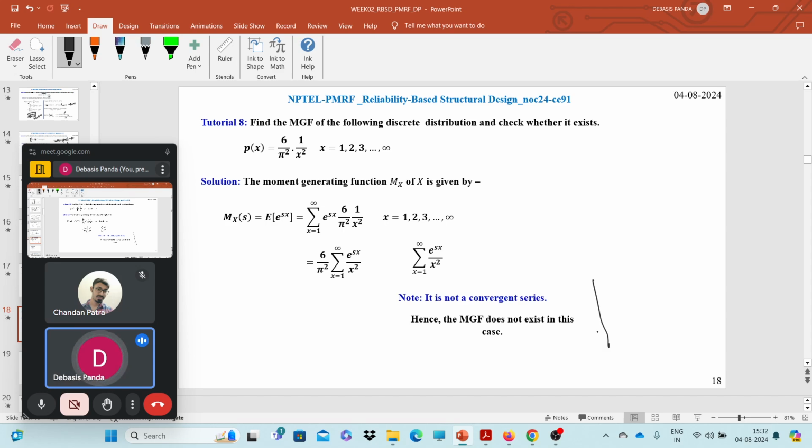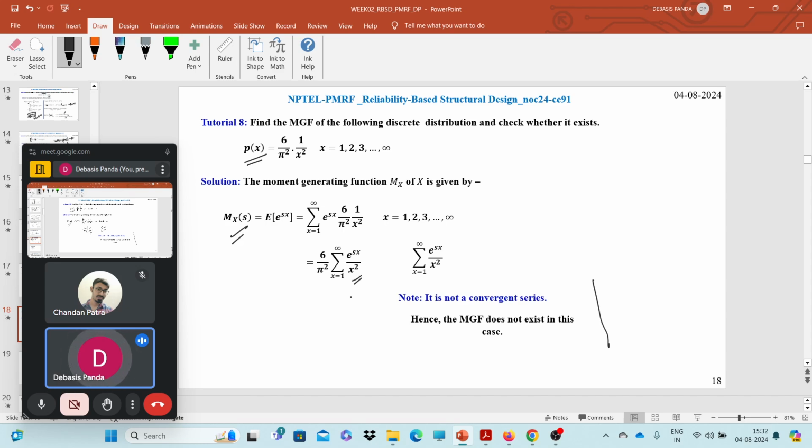Like here, the problem is given for a discrete random variable whose PMF is given. If you solve for the moment generating function of this random variable, we will see that it comes out as 6 by pi square, sum over x equals 1 to infinity, e to the power sx by x squared. Now this series will not converge. That means we will not have any kind of moment generating function for this random variable. So please keep that in mind.